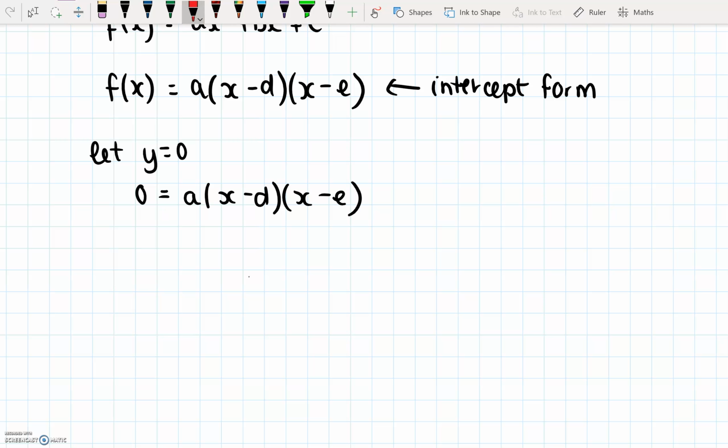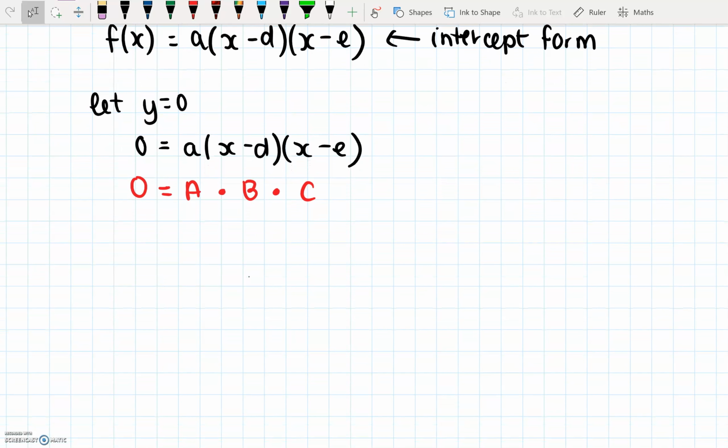Now here we have a situation where we have a times b times c equals 0, and 0 is on the other end. Now we know that if you multiply two things or three things to get 0, one of them must be 0. To get a 0, you must multiply something by 0. Now, a can't be 0, because if a was 0, we don't have a quadratic equation anymore. B can be 0, however, and so can c.